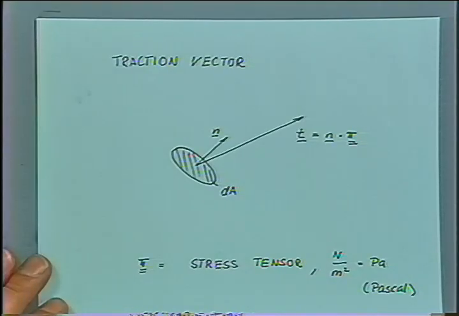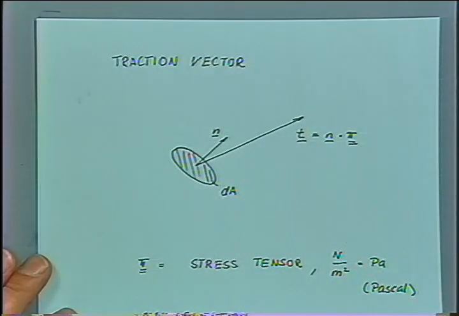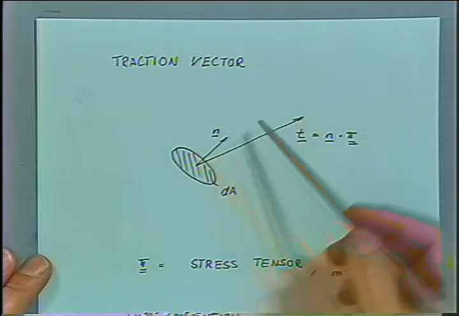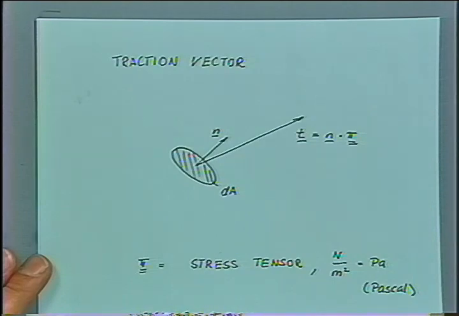The sign convention would be the following. If this traction is pulling on the surface, then we would talk about a positive stress, a positive traction. If this traction vector would be pushing on this surface, then we would talk about a negative traction or a negative stress in this case.